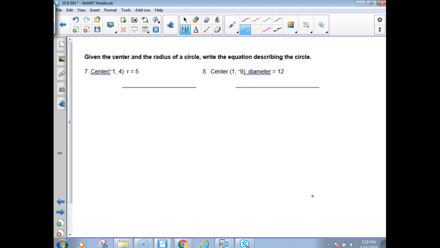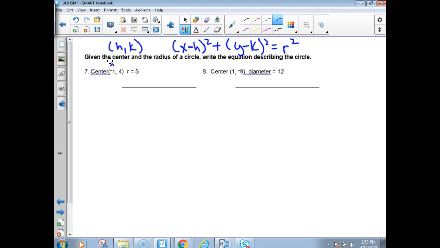Okay, given the center and radius of the circle, write the equation describing the circle. All our points are in the form h comma k. You need to remember the format: x minus h quantity squared plus y minus k quantity squared equals r squared. And you will be given this on a formula sheet. Of course, you have it in your ISN right now, but in the final exam phase, when we don't use our ISN, this formula will be on that formula sheet.